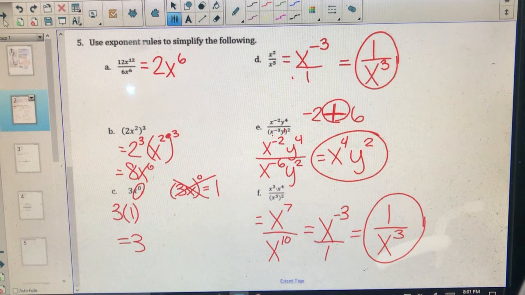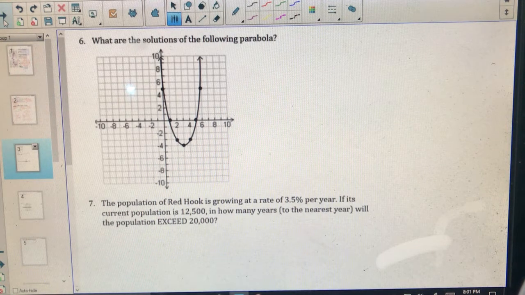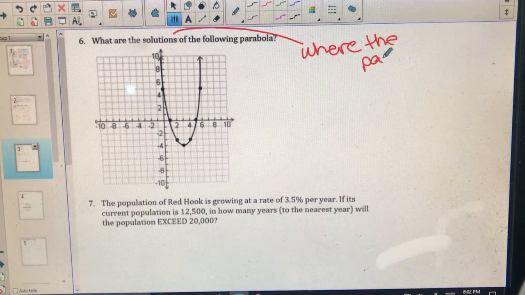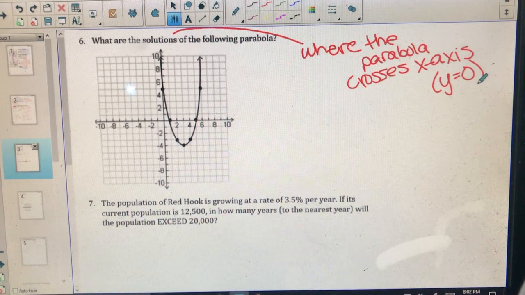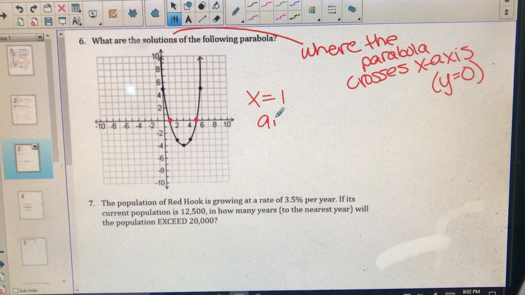All right, next page. Here we go. Number 6, a little bit easier. What are the solutions of the following parabola? It's already graphed. You just need to know that solutions are where the graph, or where the parabola, crosses the x-axis, because the x-axis is where y is equal to 0. So all you need to do is find your x-intercepts, your roots, your zeros. That's it. These 2 points right here where I just circled in are x equals 1 and x equals 5.